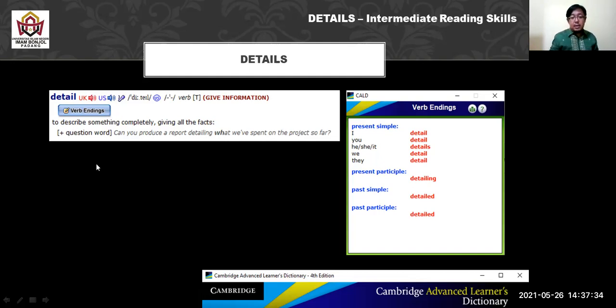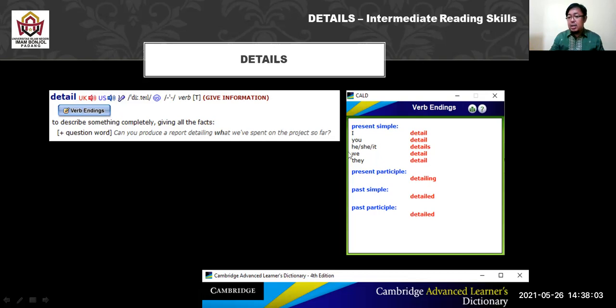Plus question word, can you produce report detailing what you've spent on the project so far? Ini artinya, bisa kamu menghasilkan laporan yang menjelaskan secara detail tentang apa-apa saja yang kita belanjakan di dalam proyek sejauh ini. Nah, contohnya, kalau menggunakan present simple, I detail, you detail, he or she it details with us, we detail, and they detail.